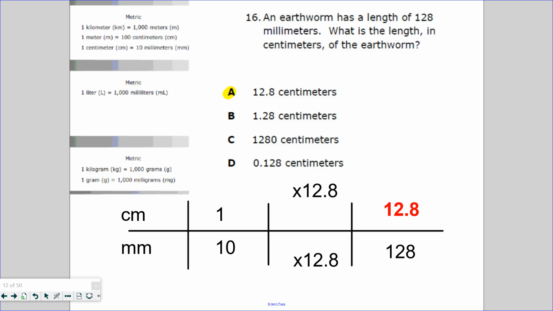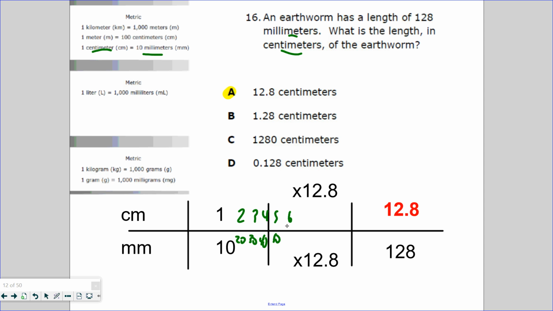16. An earthworm has a length of 128 millimeters. What is the length in centimeters? So millimeters and centimeters. Let's look at the chart. Oh, here it is. Each centimeter has 10 millimeters. So a centimeter has 10 millimeters. 2 centimeters would be 20. 3 would be 30. 4 would be 40.